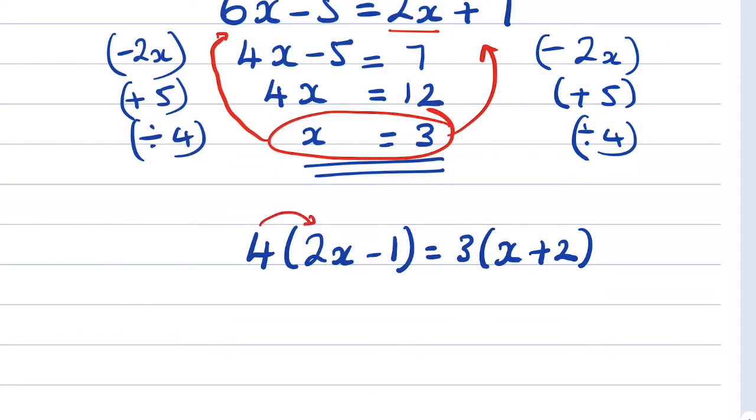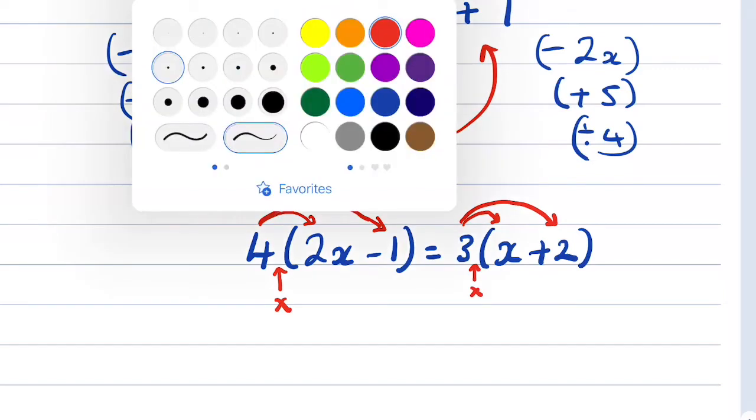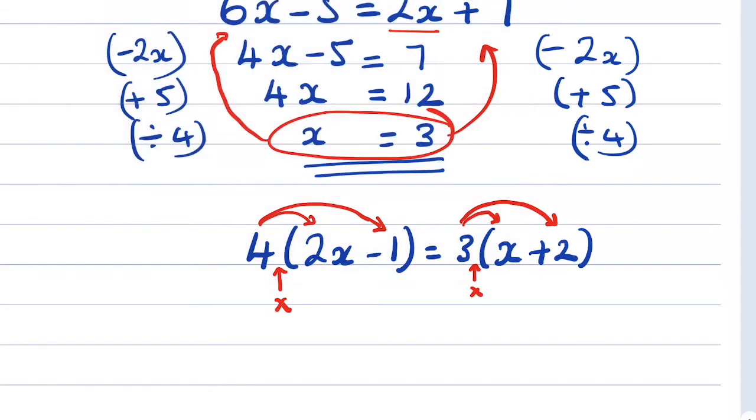So this 4 is indicating that it's 4 lots of what's inside the brackets, and usually in algebra we don't tend to put the times sign in, but that's what it means in this case. And then you'll do the same to the right hand side. If you do 3 lots of x's and 3 lots of positive 2's, and again the sign that's missing here is a multiplication sign. Okay, so let's just go through and expand the brackets and see what we get.